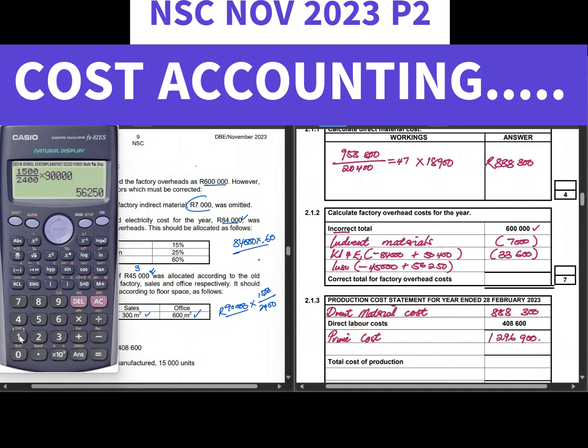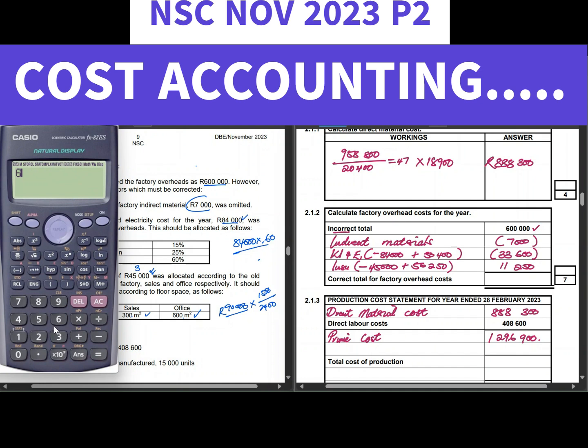So on my calculator, remember, I have a minus 45,000. I have a minus 45,000, and then I'll say plus 56,250. And then that is going to give me 11,250. So I come here, I have 11,250.